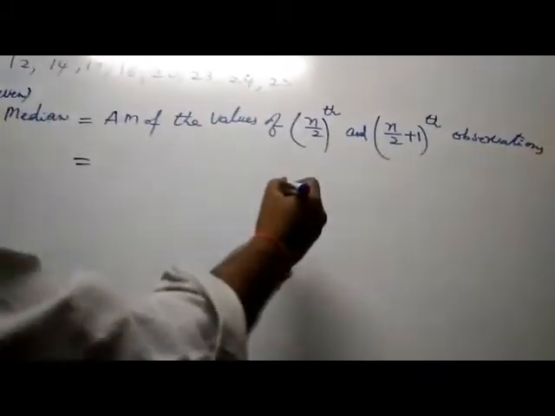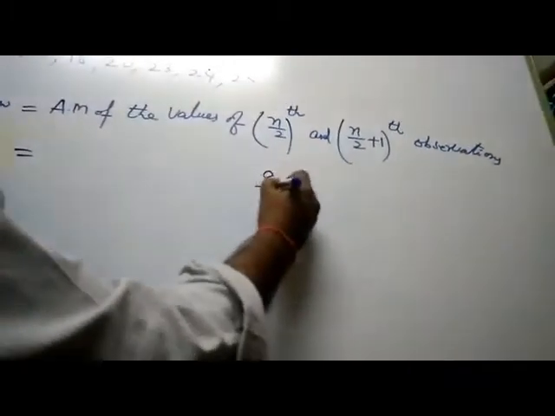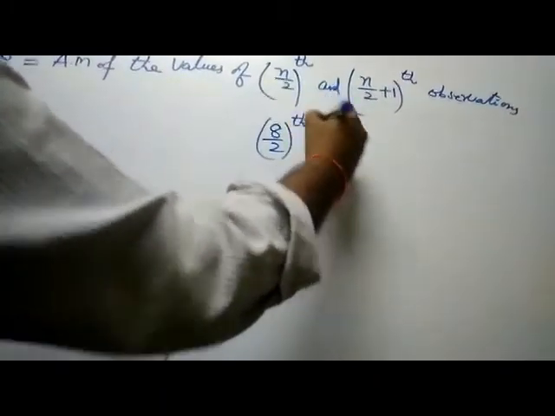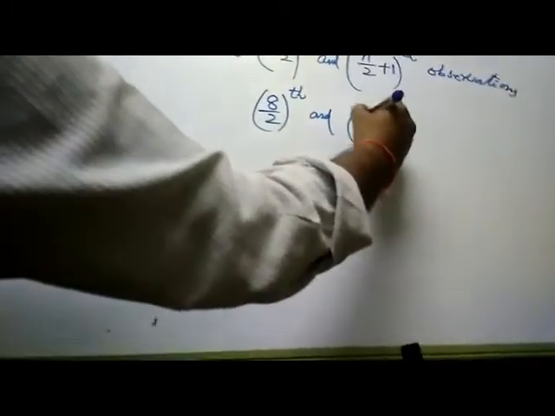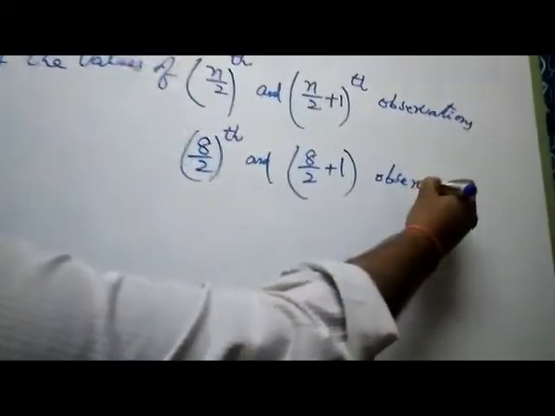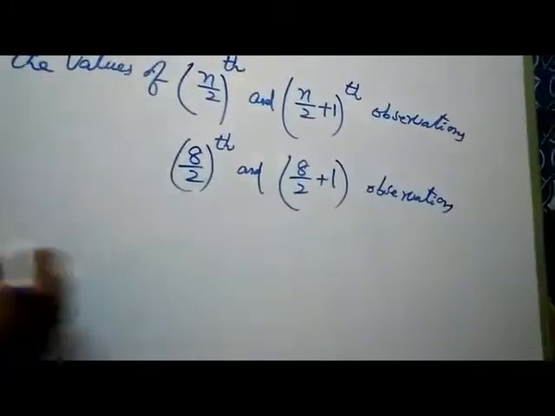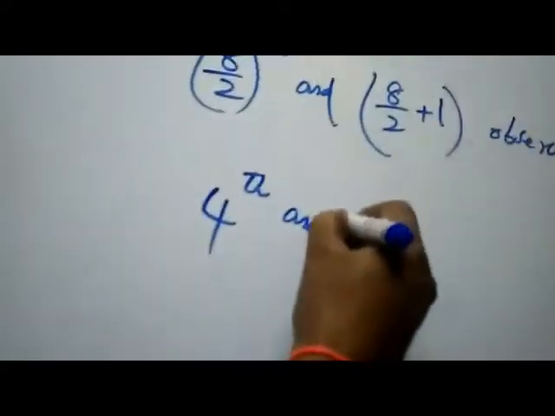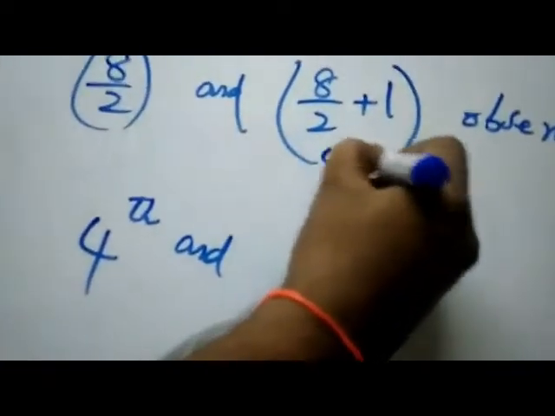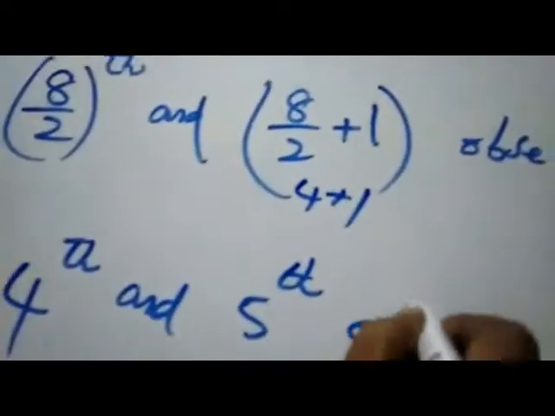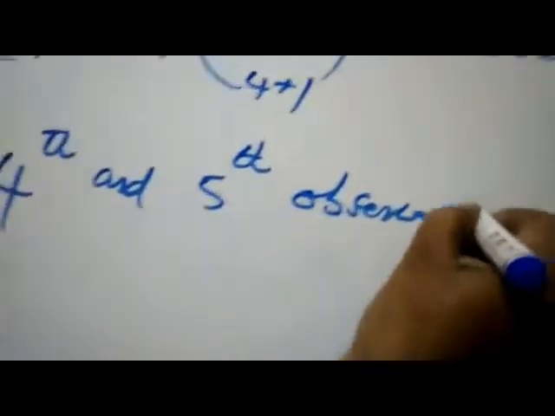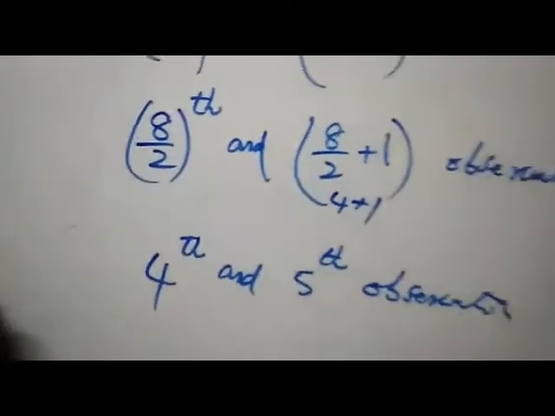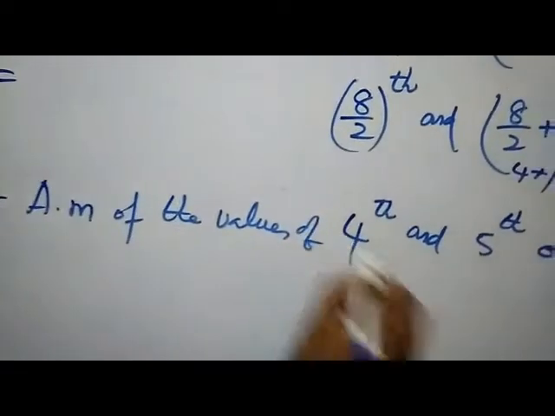So, what is n by 2? 8 by 2th observation. And what is n by 2 plus 1? 8 by 2 plus 1th observations. 8 by 2 means 4th observation, and 8 by 2 plus 1, 4 plus 1, 5th observations. Finally, the AM of the values of 4th and 5th observations.